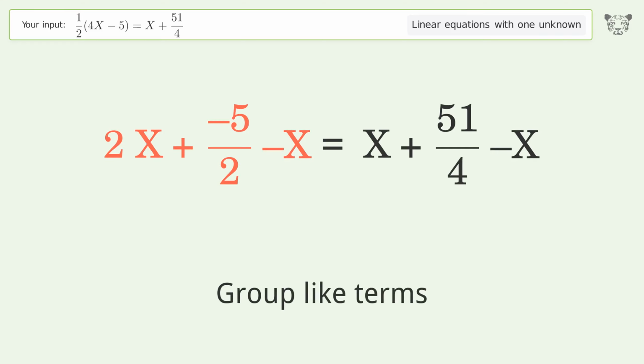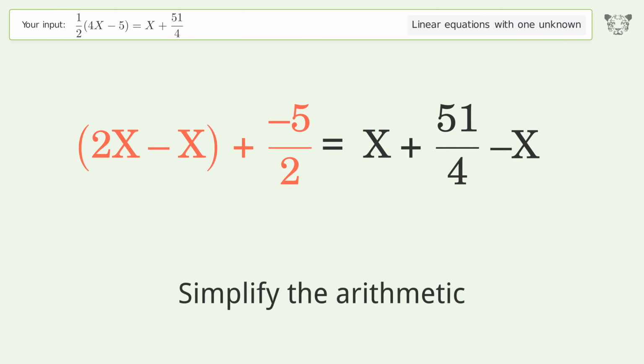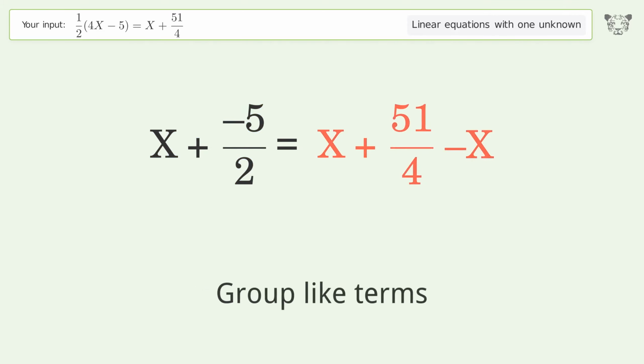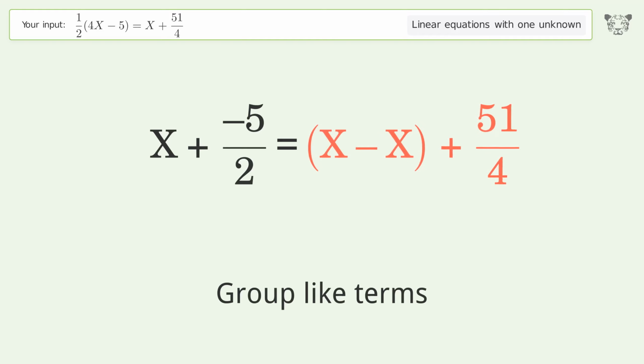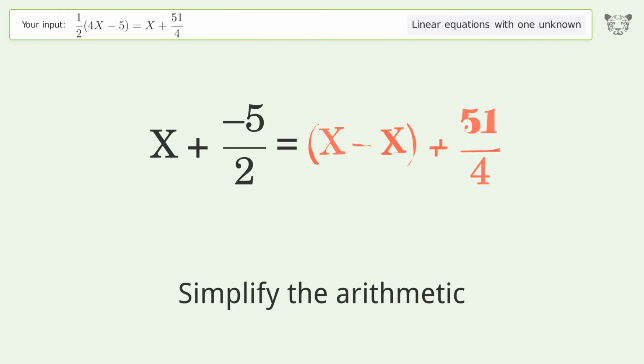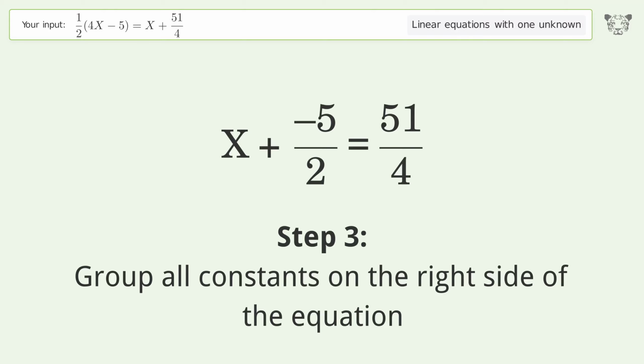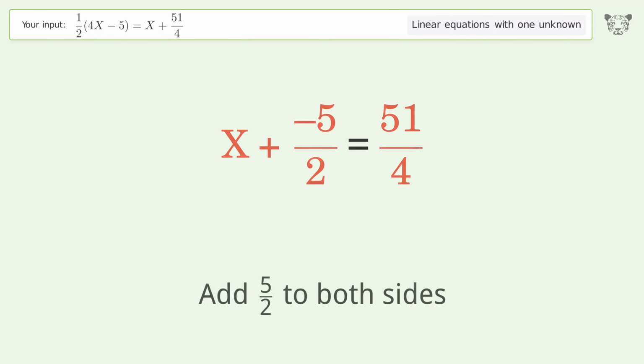Group like terms. Simplify the arithmetic. Group like terms. Simplify the arithmetic. Group all constants on the right side of the equation. Add 5 over 2 to both sides.